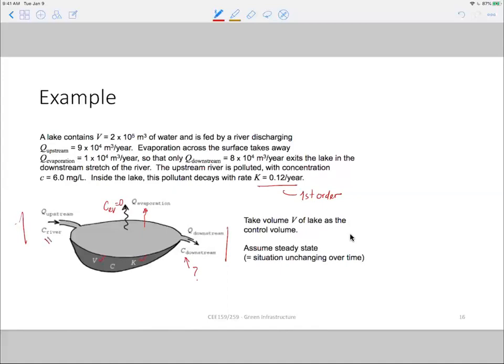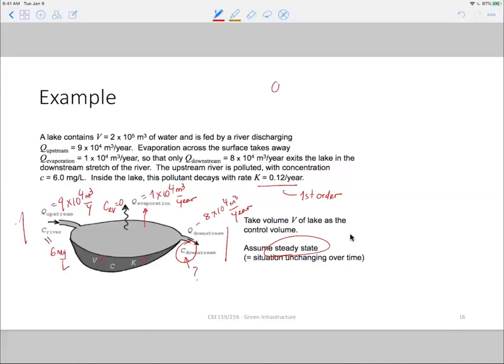C upstream is given, which is 6 milligram per liter. Q upstream is given, which is 9 times 10 to the 4 meter cube per year. Q downstream is given, which is 8 times 10 to the 4 meter cube per year. Q evaporation is given as 1 times 10 to the 4 meter cube per year. The only thing that's not given is C downstream. And this is a steady state. It's written here. Then you can solve for the equations.